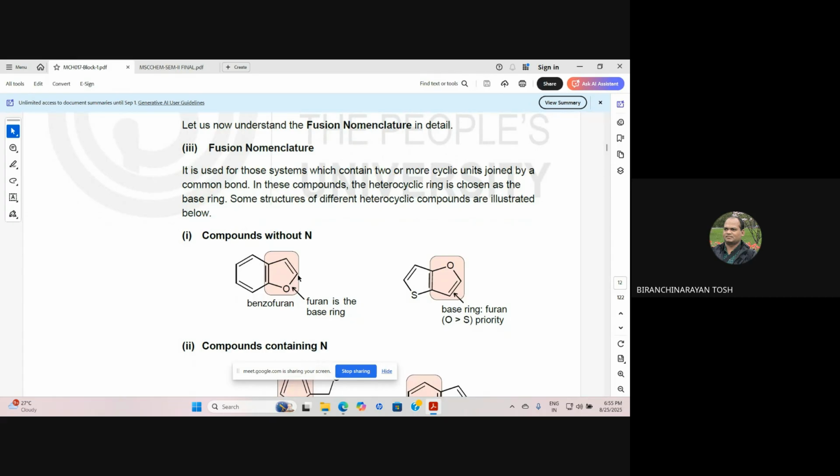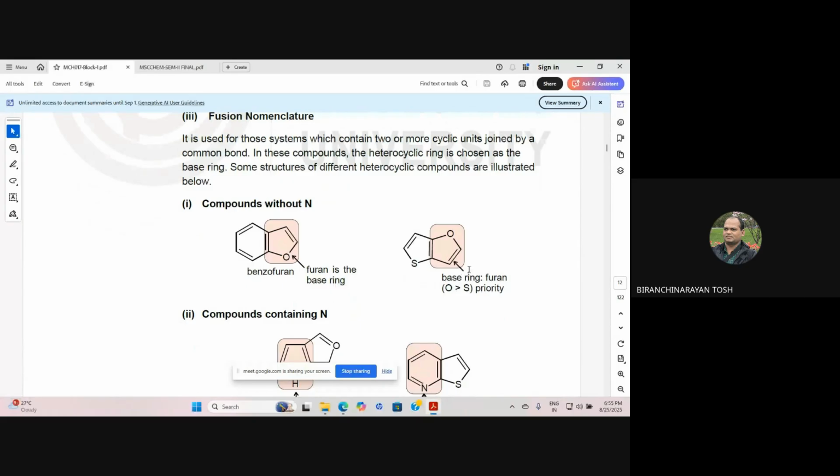So for the base ring, you can see the 5-membered aromatic ring, so it is furan. To furan, a benzene ring is fused. So it is benzofuran.